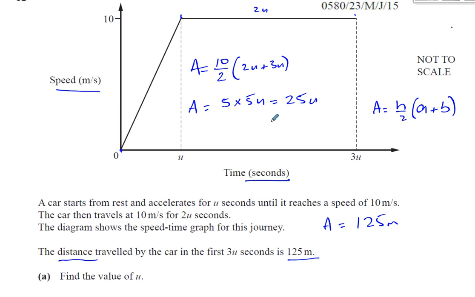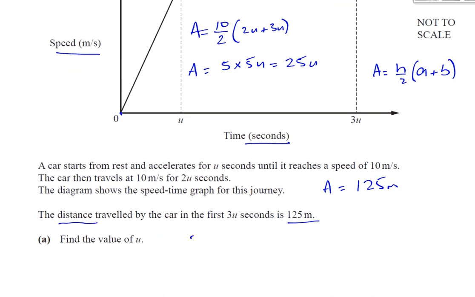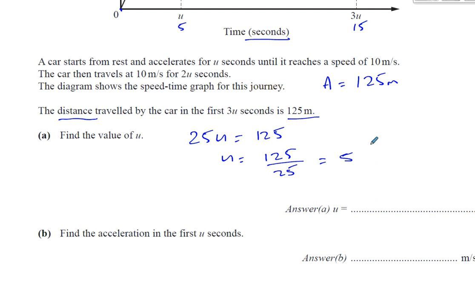Okay, so that's the area under this. That should be equal to 125. So we can say that 25u must be the same as 125. So u is going to be 125 divided by 25, which is 5. 5 times 20 is 100, 5 times 5 is 25. So the value of u is 5. So that's 5 seconds, and that would be 15 seconds, 3 times 5. That's what we had to find.